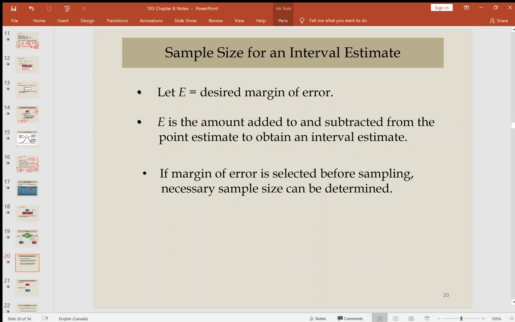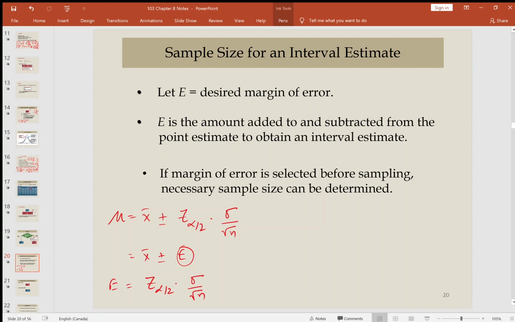Like this. So we know that mu is equal to x bar plus or minus z alpha by 2 times sigma divided by square root of n, or x bar plus or minus E, the margin of error, right? Where E, the margin of error, is equal to z alpha by 2 times sigma divided by square root of n.